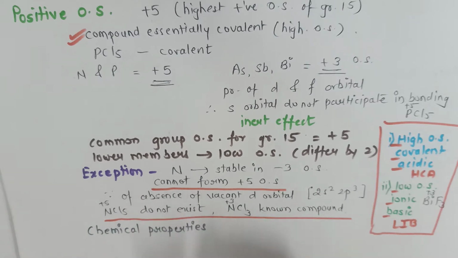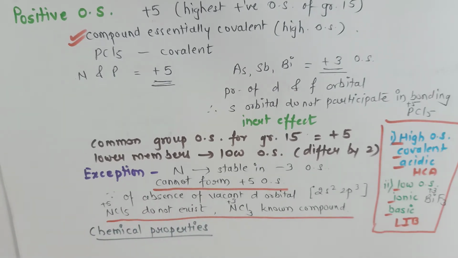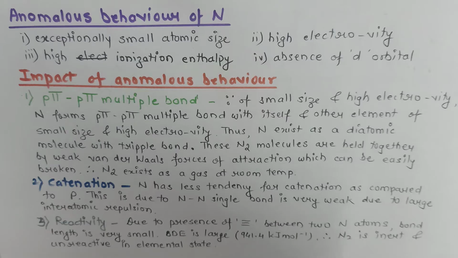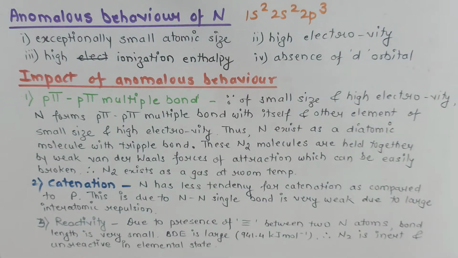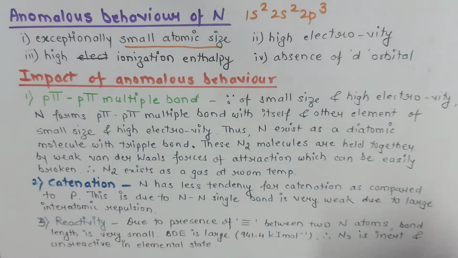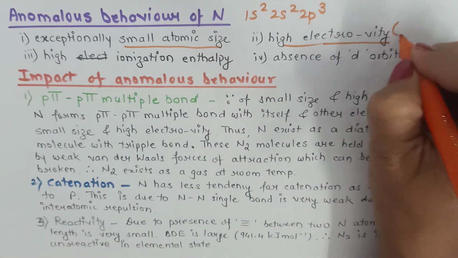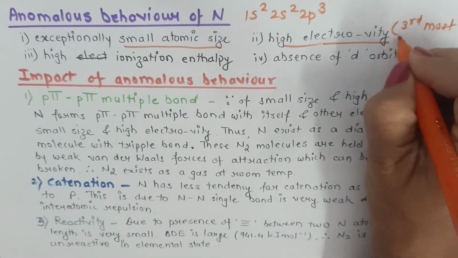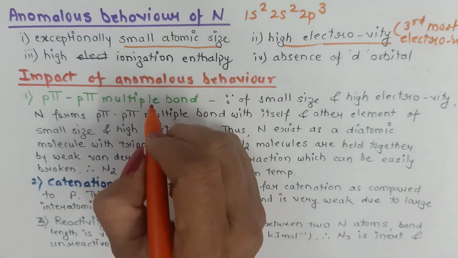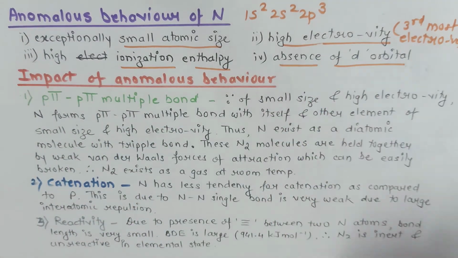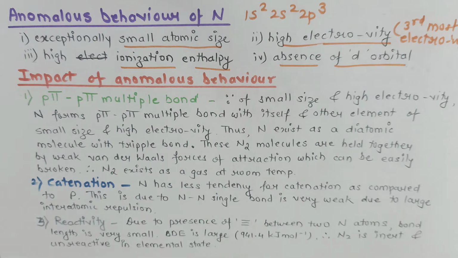But before we understand chemical properties of group 15 elements, we have to know about the anomalous behavior of nitrogen. We know nitrogen is an element of second period with electronic configuration 1s2, 2s2, 2p3. And all the elements of second period show anomalous behavior. What is anomalous behavior? They have exceptionally small atomic size. They are highly electronegative. We know nitrogen is the third most electronegative element of the periodic table. Then it has high ionization enthalpy and the d orbital is absent in these elements. And due to this anomalous behavior, lots of properties of nitrogen are affected.